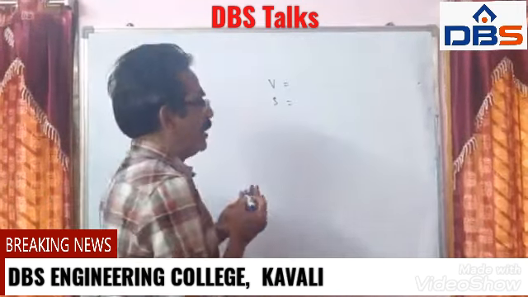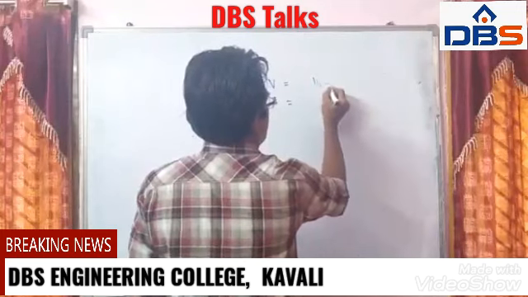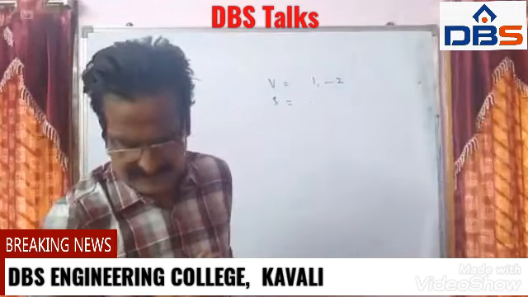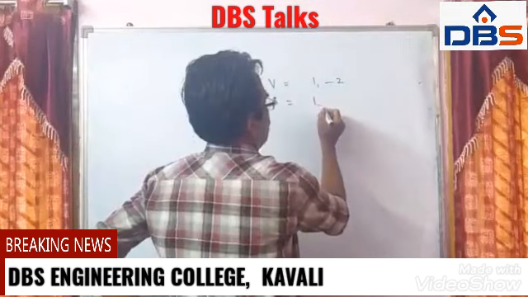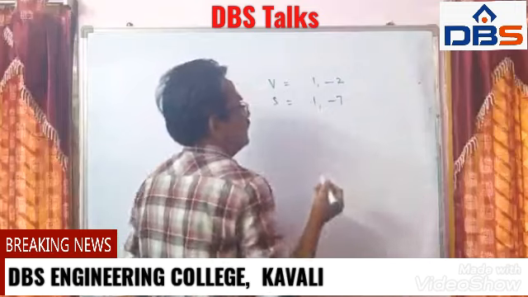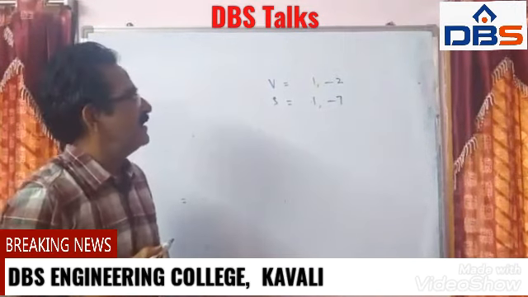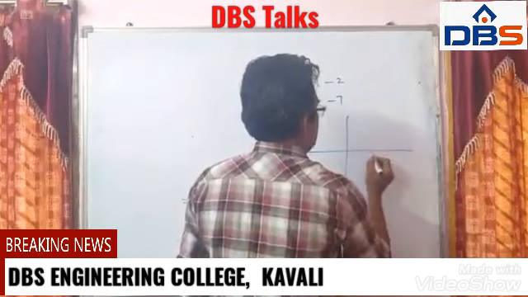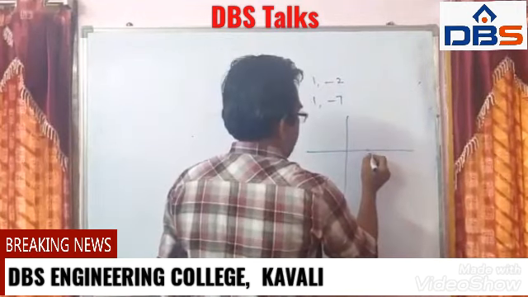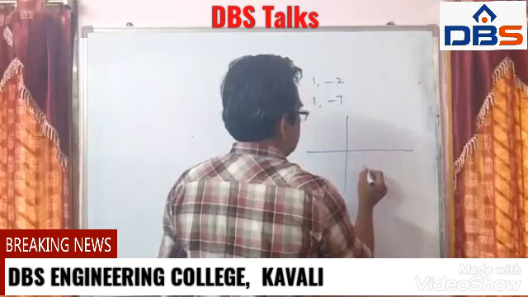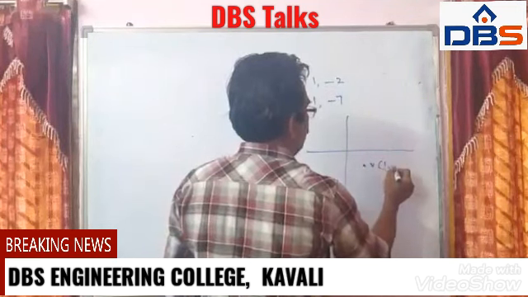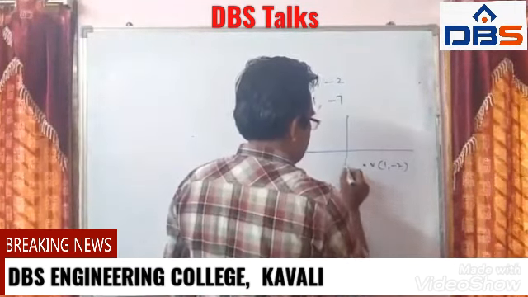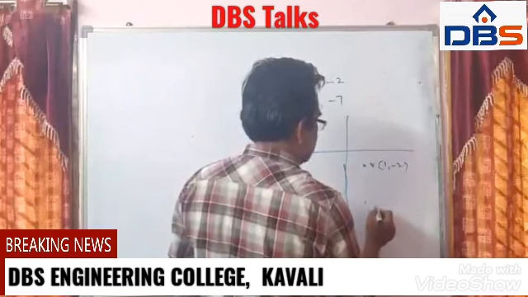See, vertex is 1, -2 and focus is 1, -7. Same thing, friends. So this is vertex 1, -2, and focus 1, -7.